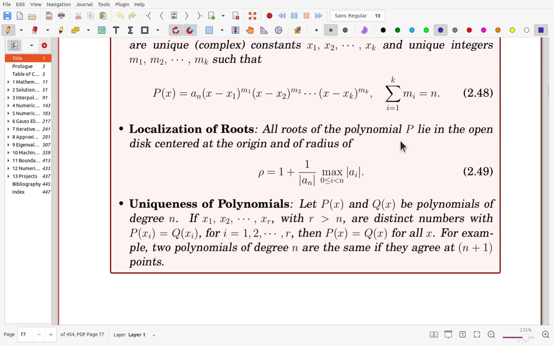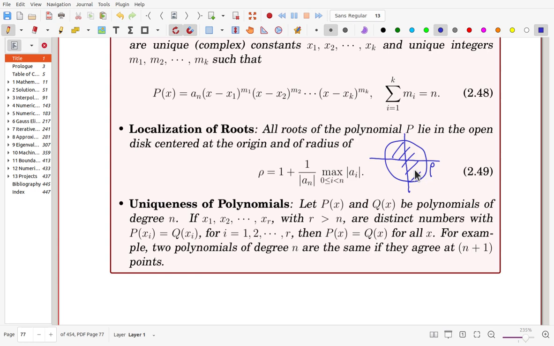All roots of polynomial p lie in the open disk centered at the origin and of radius rho. The rho is defined in this way. The maximum is chosen from the absolute values of a1 to an-1, divided by the absolute value of an, and 1 is added. So here you can easily see the disk of radius rho in the complex plane. Then all roots are inside this disk.